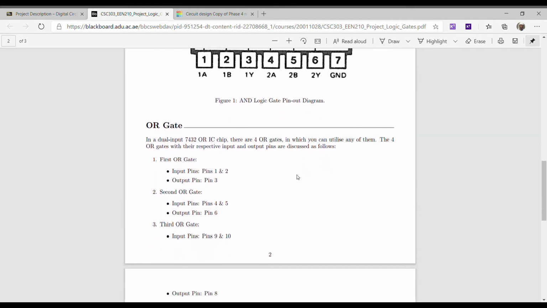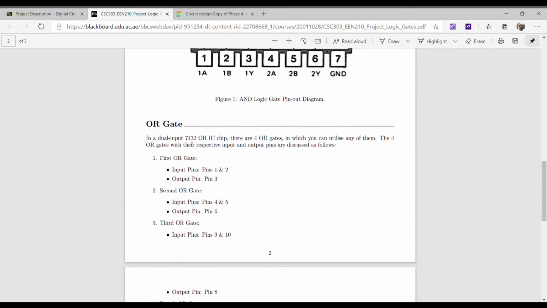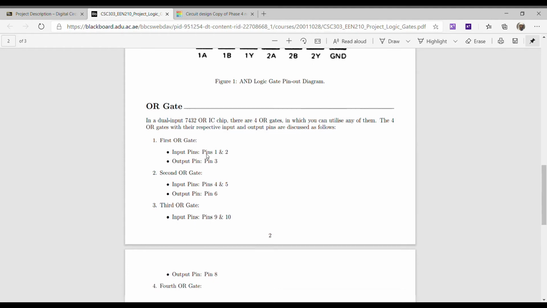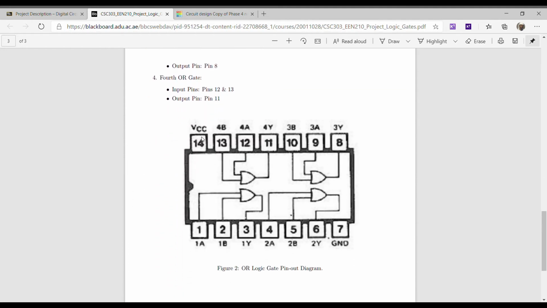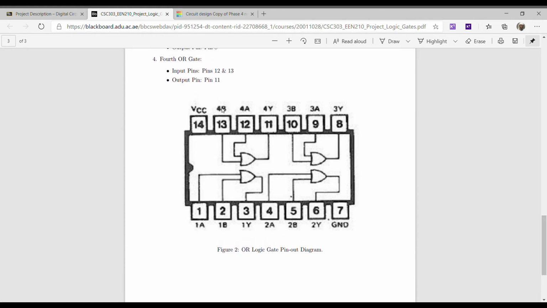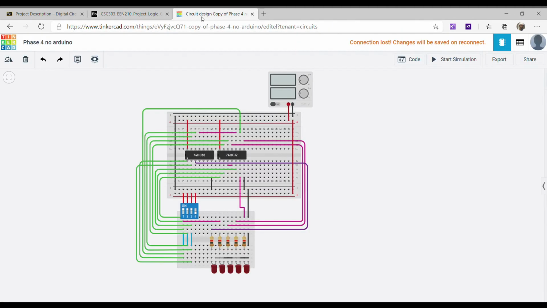Moving to the OR gate, the name of the IC is 7432. Here is the IC chip. Like the AND gate, it has a power supply and a ground. Then we have four OR gates, each with two inputs and an output. So let me move to the circuit here. This one is the OR gate and this one is the AND gate.